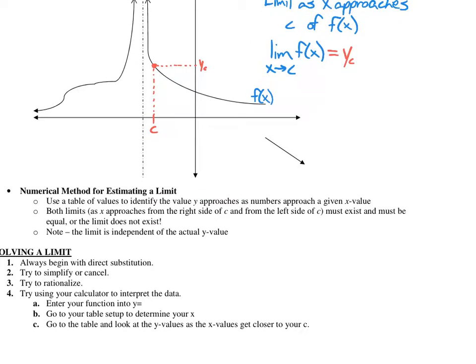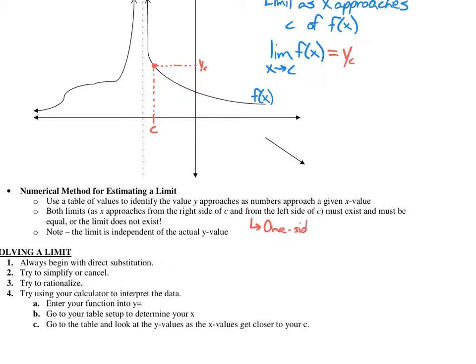A second way is a numerical method for estimating a limit. And here we actually get a definition of when a limit exists. We can use a table of values to identify the value that y is approaching as the numbers approach the given x value. So you can create a table. But here's the rule: both limits as x approaches from the right and from the left must exist and must be equal, or the limit does not exist. So here we have the concept of one-sided limits. Let me illustrate what we're talking about here.